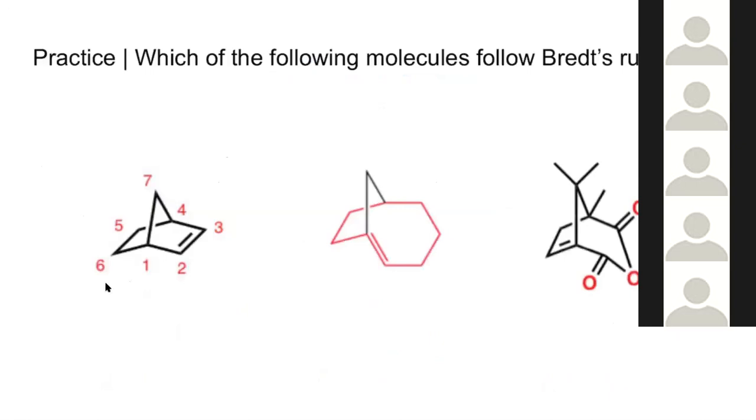Now we're going to do a little bit of practice. We want to see which of the following molecules follows Bredt's Rule. We already talked about this guy. He's all good, because remember, the bridgehead atoms are going to be 1 and 4. On the middle guy, they're going to be these two. On the last guy, they're going to be these two. So this guy in the middle, do you think he follows Bredt's Rule or not? Remember, that's for rings of less than 8 carbons.